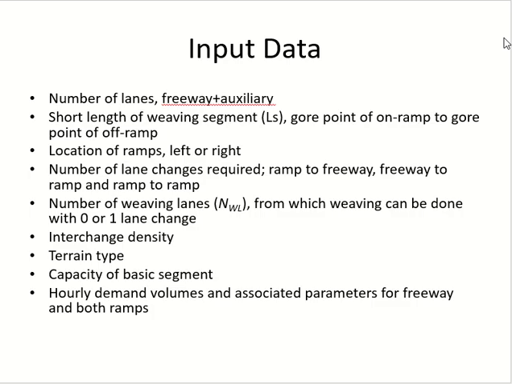The things which we need are these. I went through them earlier as well. These are basically related to the lanes and the distances, the segment capacity, the terrain type, interchange density, and volumes. And what is this weaving lane? What is a weaving lane? Anybody remembers? What is a weaving lane?